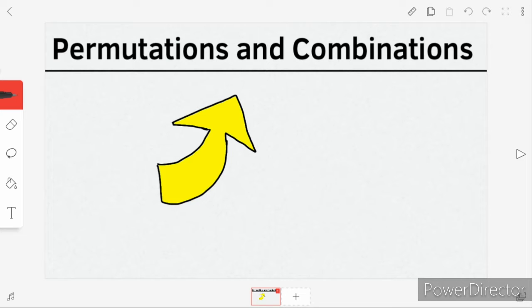Today we're doing a math course, and today we're learning about permutations and combinations. And as you can see, you'll get a lot of problems on this. So let's get right into it.